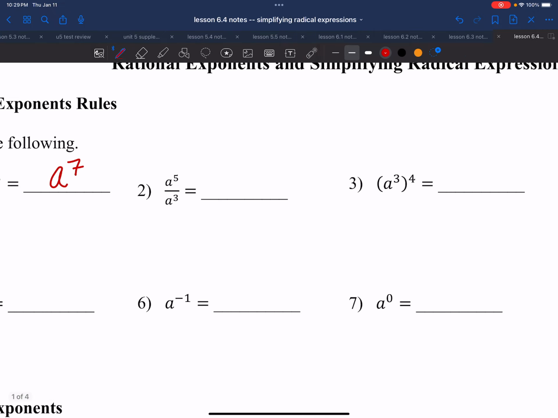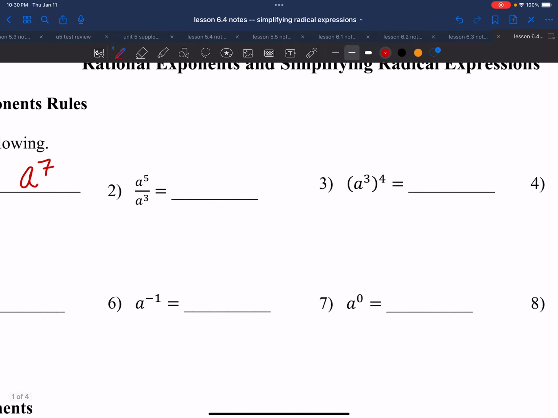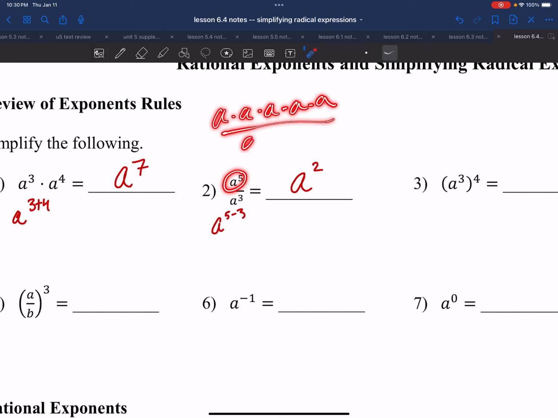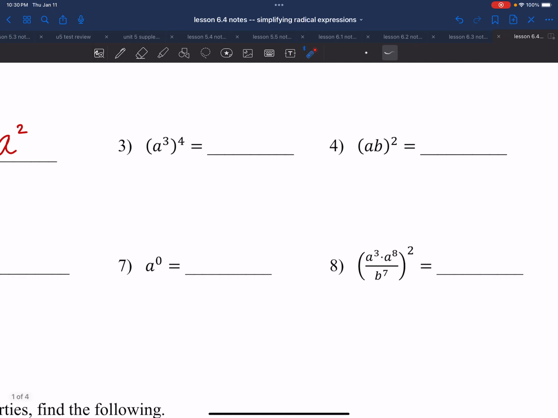Okay, let's go to number two. We've got a to the 5th over a cubed. When you multiply, you add the exponents. When you divide two expressions, you subtract. You say a to the 5th minus 3. And 5 minus 3 gets me 2, so it's a squared. If you're wondering why, a to the 5th is 5 a's, and a cubed is 3 a's, so 3 of those a's cancel and I'm left with 2 on top. That's why that's a squared.